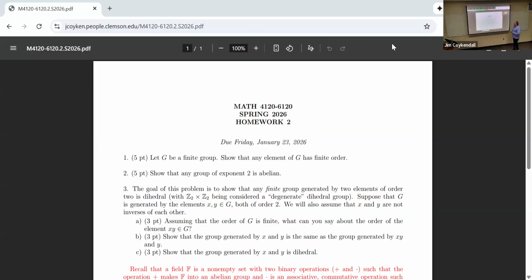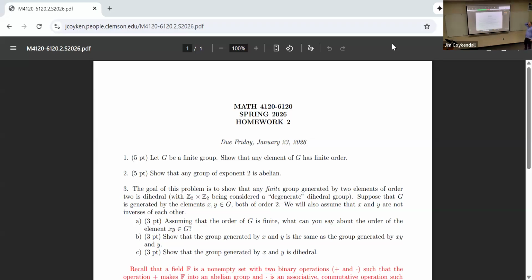Number 3: the goal of this problem is to show that any finite group generated by 2 elements of order 2 is dihedral. Suppose that you have G and it's generated by X and Y, both elements of order 2. We will also assume that X and Y are not inverses of each other. Assuming the order of G is finite, what can you say about the order of the element XY in G? I'm not asking for anything deep here. In fact, you might look back at problem number 1 to help you out there.